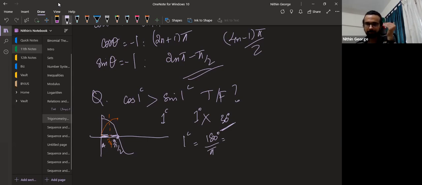Because we are familiar with degrees, we'll try to find out how many degrees is 1 radian. Pi radian is 180 degrees, so 1 radian will be 180 by pi degrees. This is basically 180 by 3.14, which will roughly come out to the 56, 57 range. I'm generally writing it as 57. So my angle will be where? After pi by 4, here. And here, what is greater? Sine or cos?